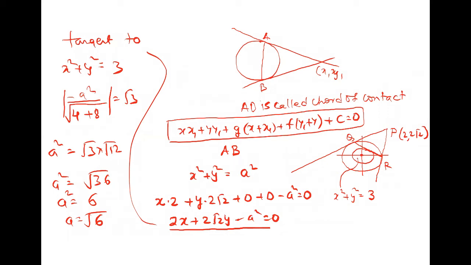So this chord of contact is tangent to the circle x² + y² = 3. So you find the chord of contact. Chord of contact AB is xx1 + yy1 + g(x + x1) + f(y + y1) + c = 0. Here the center is (0, 0). So the chord of contact you get is 2x + 2√2 y − a² = 0. This chord of contact is tangent to the circle x² + y² = 3. You drop a perpendicular from the center, that is equal to the radius.